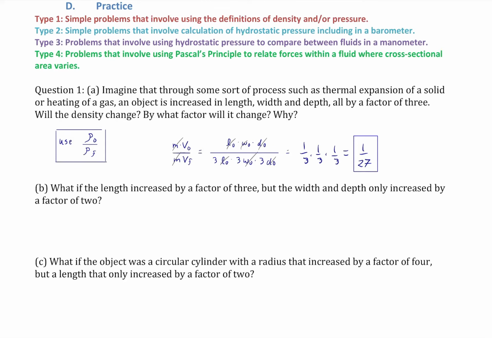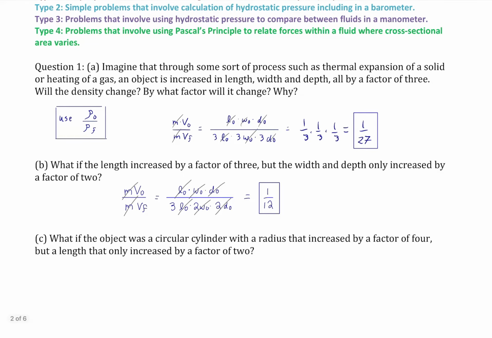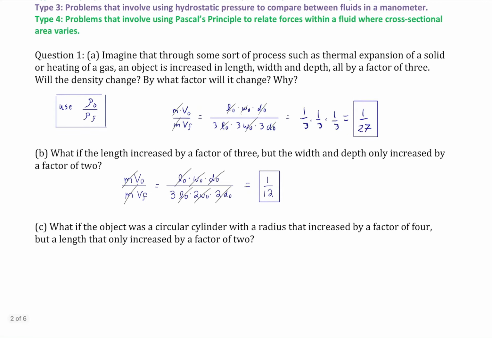We're going to have a 1/27 change in terms of the change in volume. In other words, the new density will be 27 times less than the original density, and that's because we tripled each of the dimensions. By tripling each of the linear dimensions, our overall effect is 3 cubed, or a 1/27 factor change. Okay? All right, moving right on to part B. What if the length is increased by a factor of 3, but the width and depth are only increased by a factor of 2? Well, in that case, it would just be 3 times 2 times 2, which is 12. So then our density would decrease by a factor of 1/12. Or a better way to say it would be 1/12 its original density.